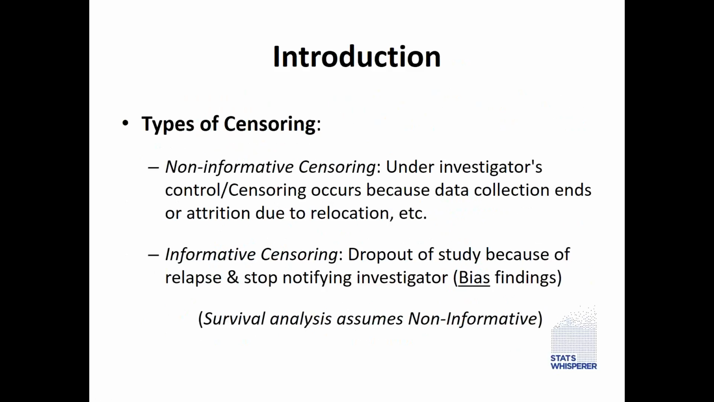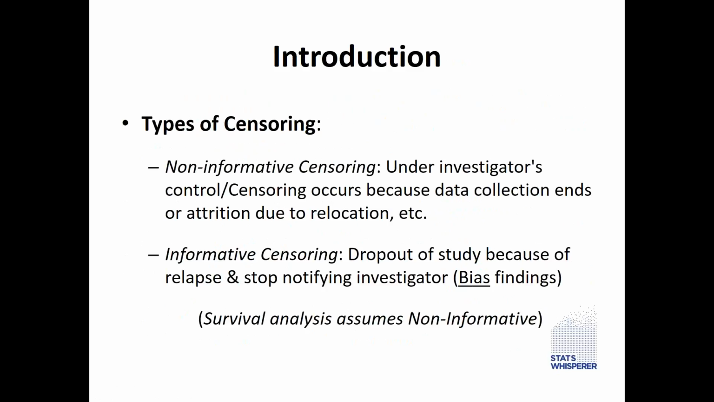This is what we just mentioned. There's maybe dropout in the study due to attrition, due to something natural, such as somebody relocates. Perhaps the study participant just doesn't want to be in the study anymore, or at the end of the study period, they have not experienced the event, right? So then that's non-informative censoring.